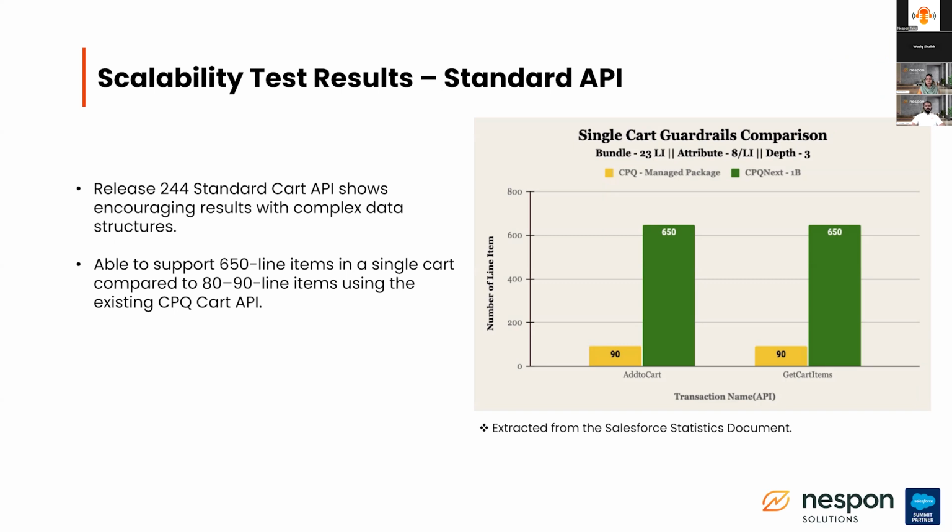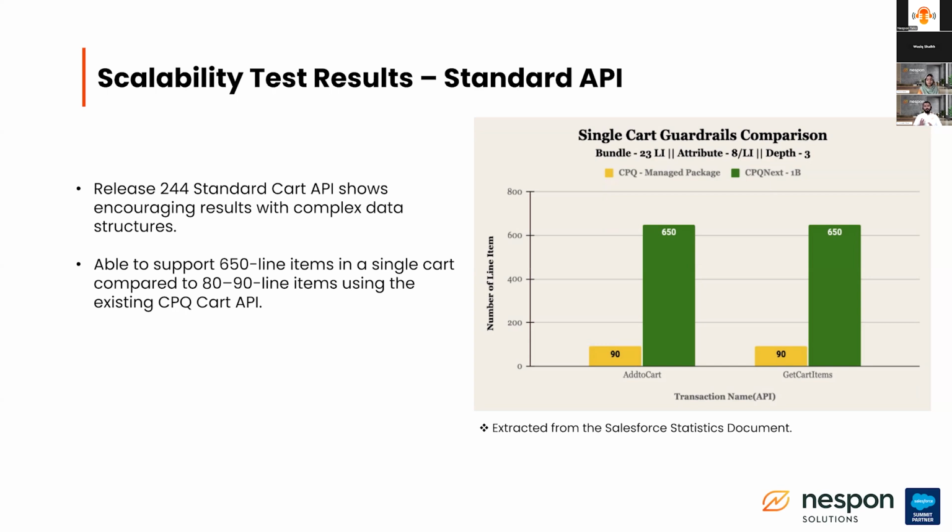Everyone, thanks Nida for sharing the high-level information about Industry Cloud APIs. Now, let's discuss some facts related to the test results of the Standard Cart API shared by Salesforce. The comparison shows how the new API handled complex data structures more effectively than the previous version. A key highlight from the results is the ability to manage 650 line items in a single cart. In the existing Cart API, there was a limitation of 80 to 90 line items per cart.